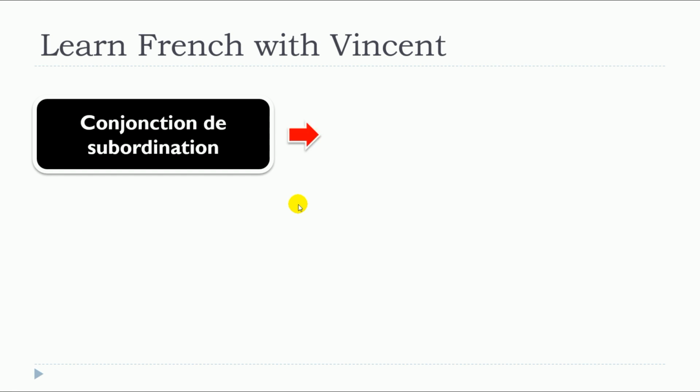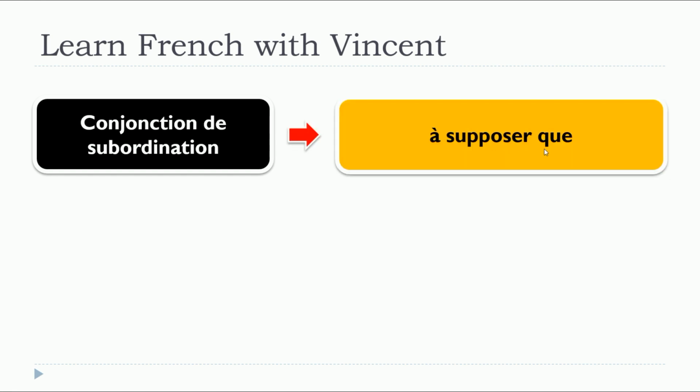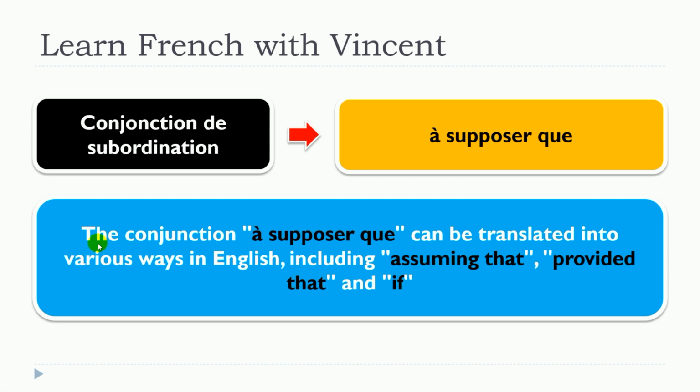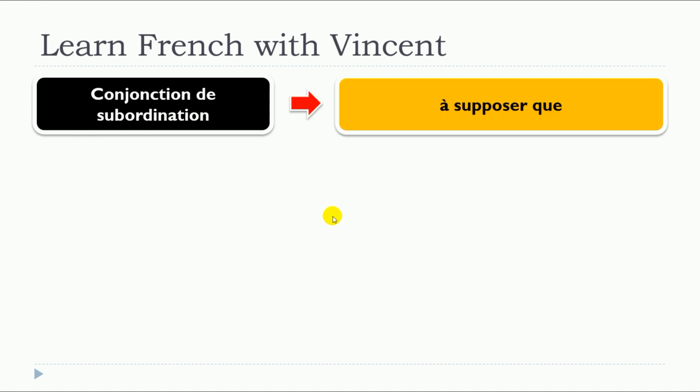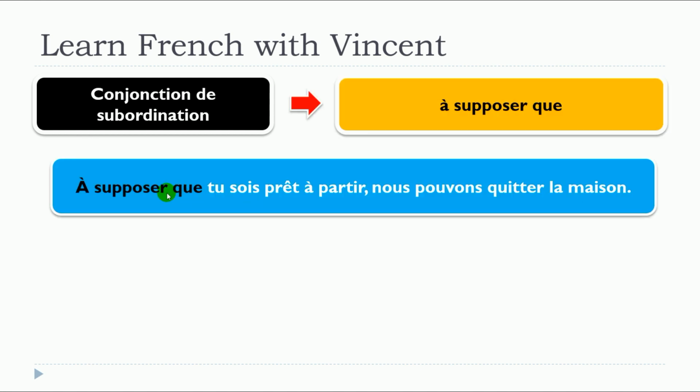So, this lesson is about à supposer que. And the conjunction à supposer que can be translated in various ways in English, including assuming that, provided that, and if. So we will see some examples with à supposer que.